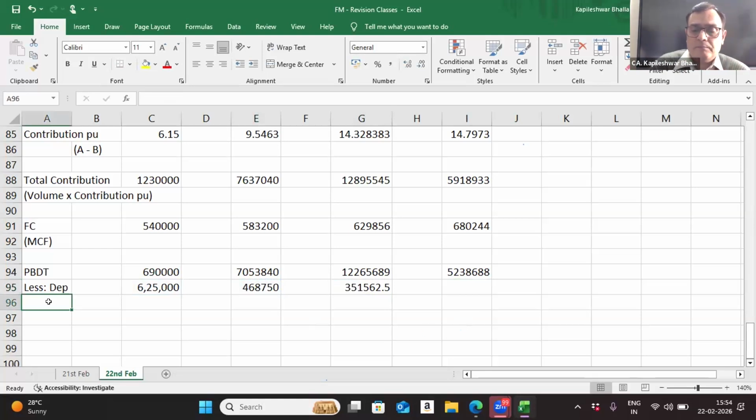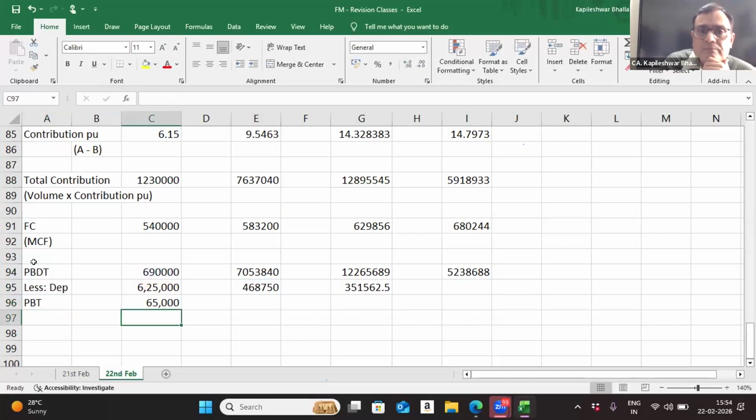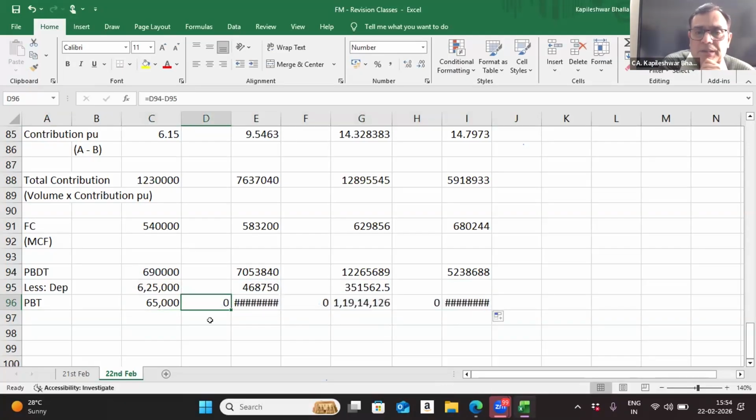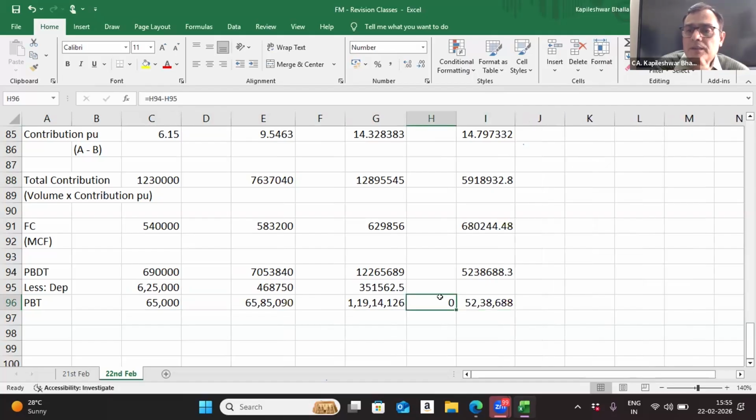And now we can get the PBT. So this is going to be PBDT minus the depreciation. Stretch it out and we're going to get the PBT as well. So this is the information regarding the PBT. Okay, so PBT is done.